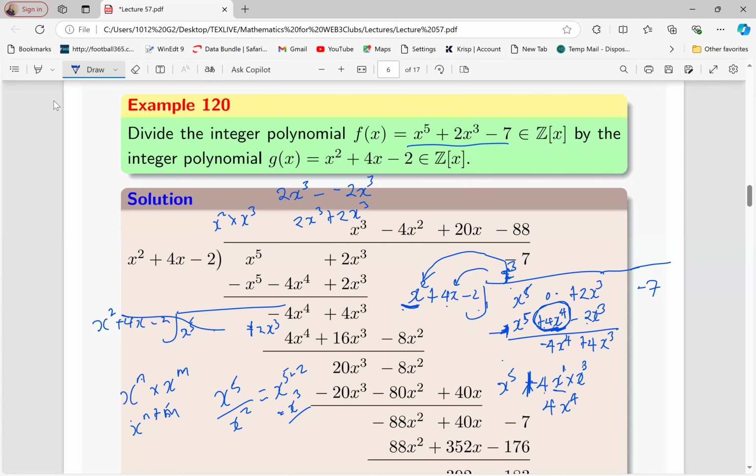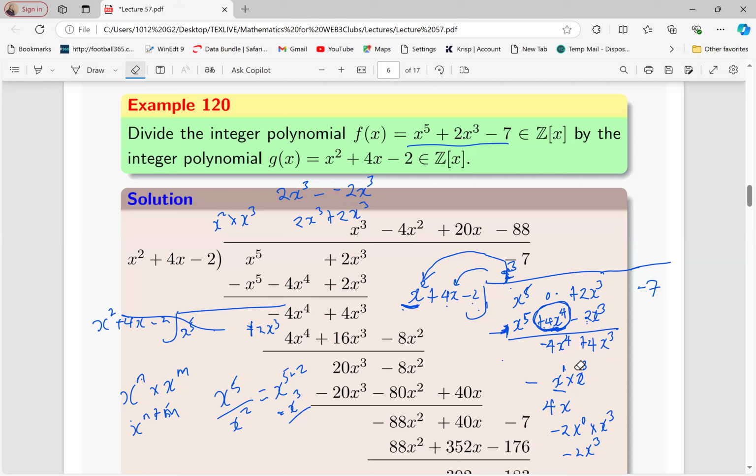And then x raised to 3 times negative 2, you get negative 2x raised to 3, because negative 2 has an x raised to 0. Then times x raised to 3. So when you add the powers, you have x raised to 3. 0 plus 3 gives you 3.